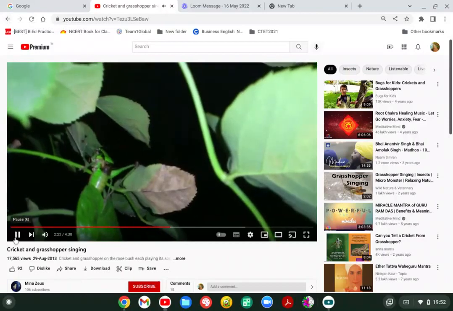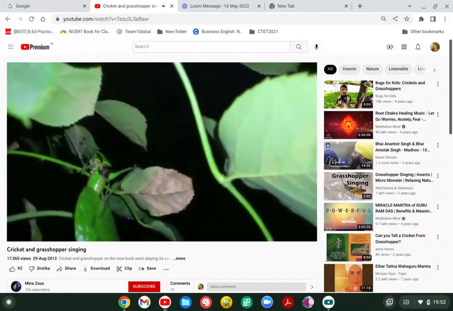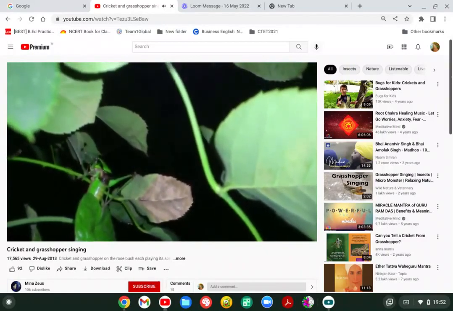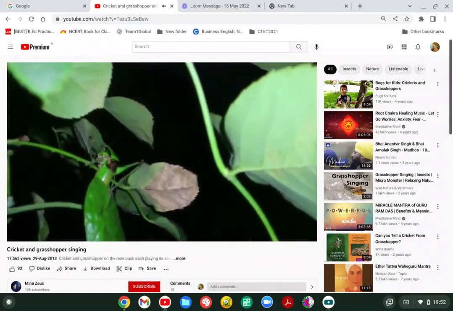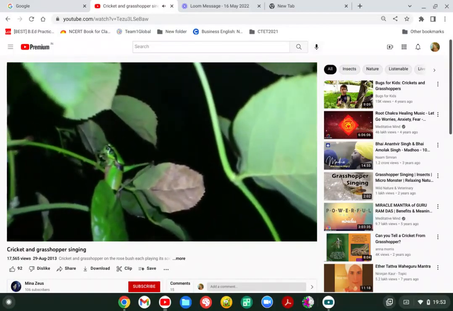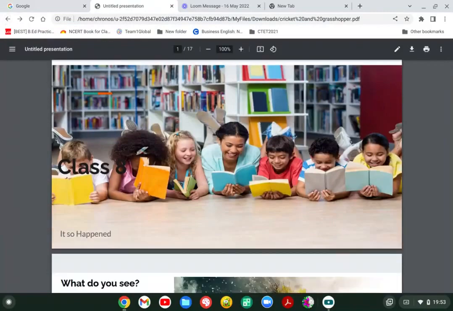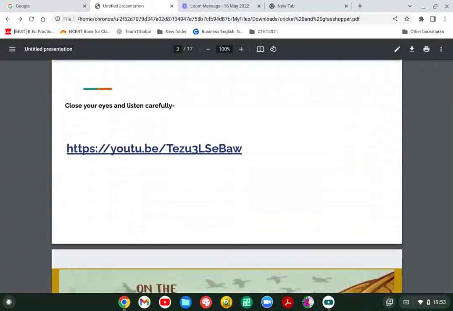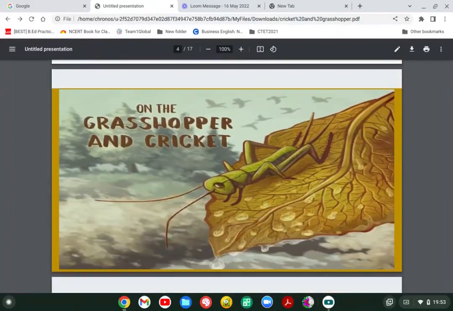Okay, open your eyes and see what you can observe. It's a green color animal, right? And the green color animal living on the grass is a grasshopper. Very good. So this one is a grasshopper, and the one we were listening to earlier was a cricket. So our topic for today is the grasshopper and the cricket.